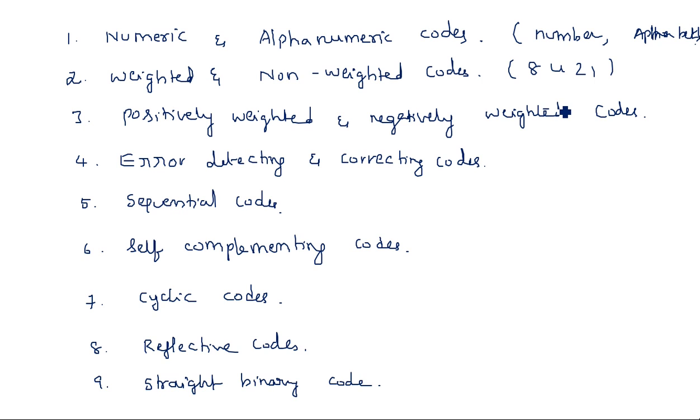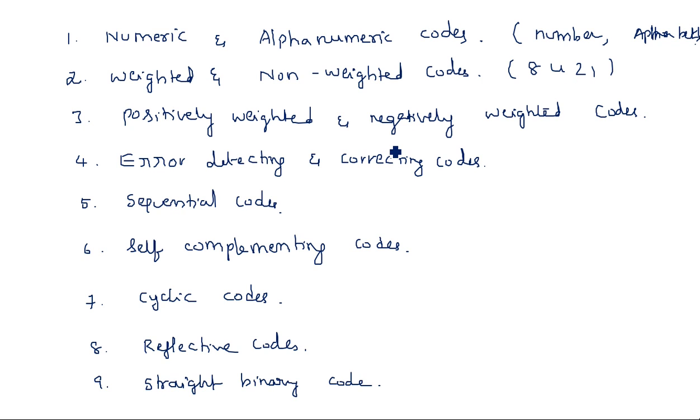8421 as well as 84 minus 2 minus 1 also we have. That is the negative weighted codes. For example, for positive weighted codes, we can take the example as 8421. But for negative weighted codes, we can take it as 84 minus 2 minus 1, where the weights of the particular numbers 2 and 1 are negative. So according to that, we need to write the binary information of the given corresponding decimal number.